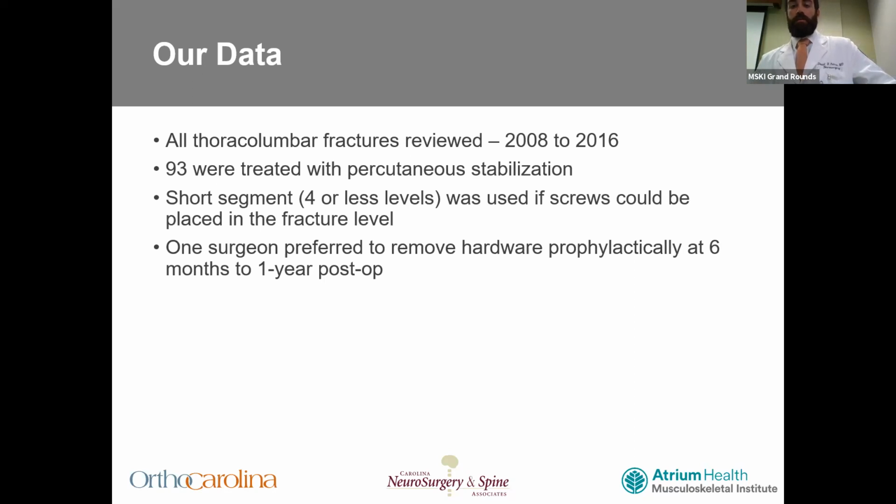And then there was one surgeon in the group whose practice was to electively remove the hardware at 6 months to 1 year, versus most of the other surgeons, who basically said we're not going to electively remove it unless it causes a problem for you.